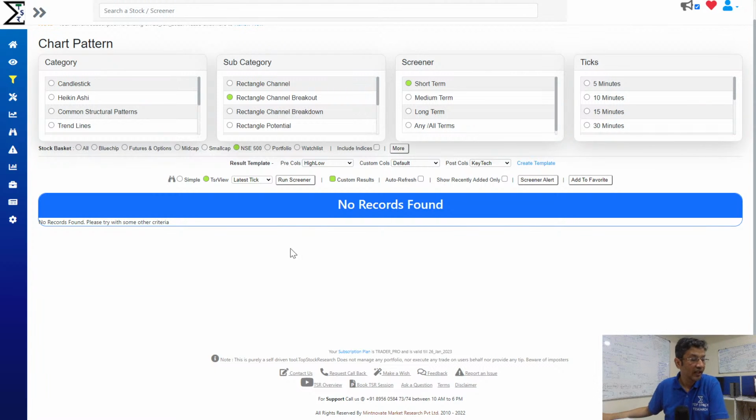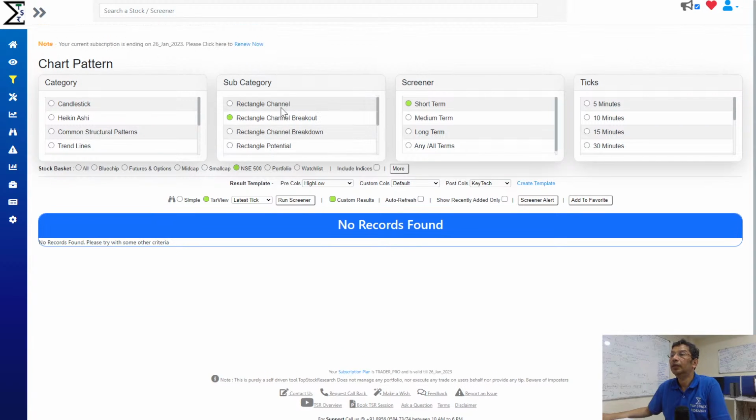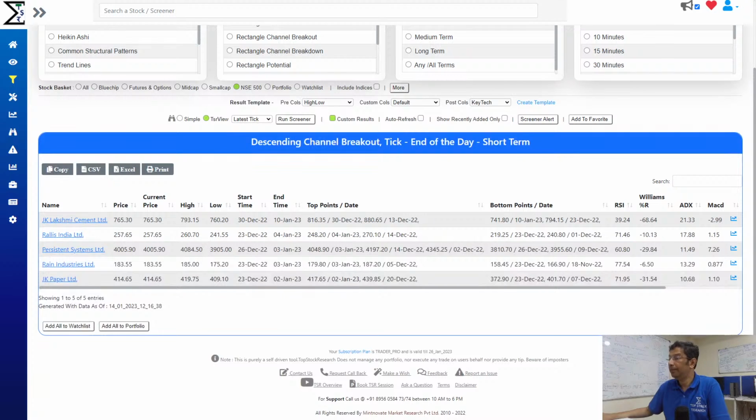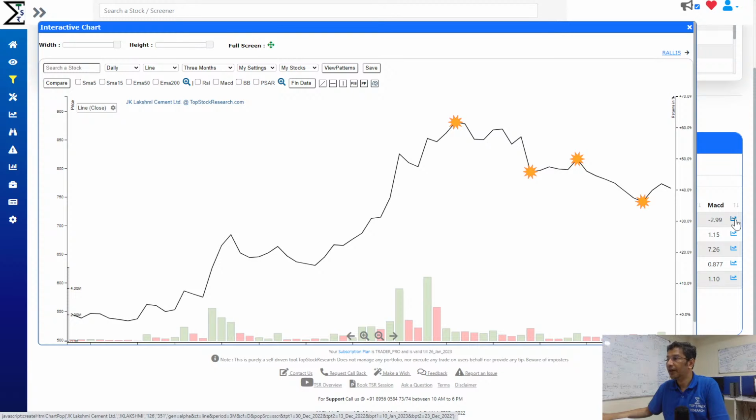Falling channel breakdown, okay, we don't see any breakout. Let's see descending channel breakout. So let's try to see some stock. So this is a slight channel where it is coming down. The same thing is the channel, and we'll have a session on channels on 4th of Feb. But you'll see that it is very similar to the rectangle, but instead of the horizontal level, it is forming a trend line, and this is where it is breaking the trend line.